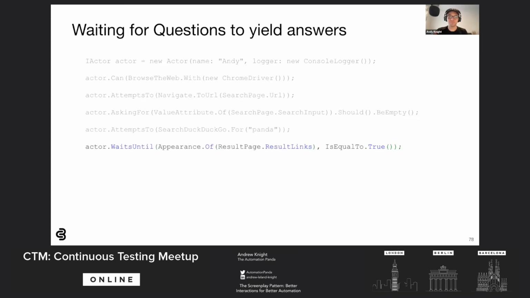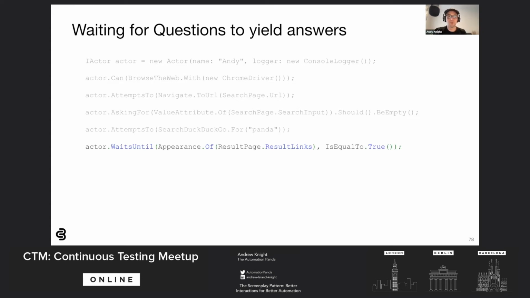Waiting is smart. It will repeatedly ask the question until the answer is met, and then it will move on. This makes waiting much more efficient than hard sleeps. If the answer does not meet the condition within the timeout, then the wait will raise an exception. The timeout defaults to 30 seconds, but it can be overridden.